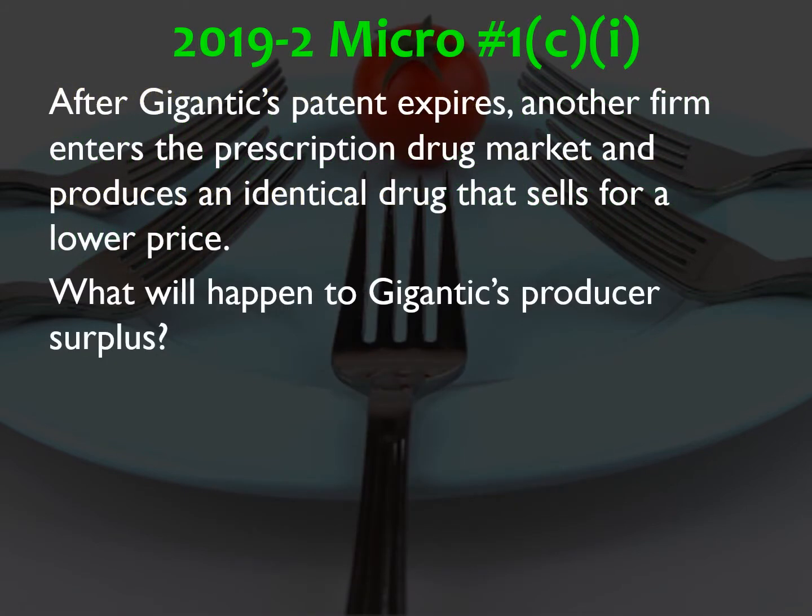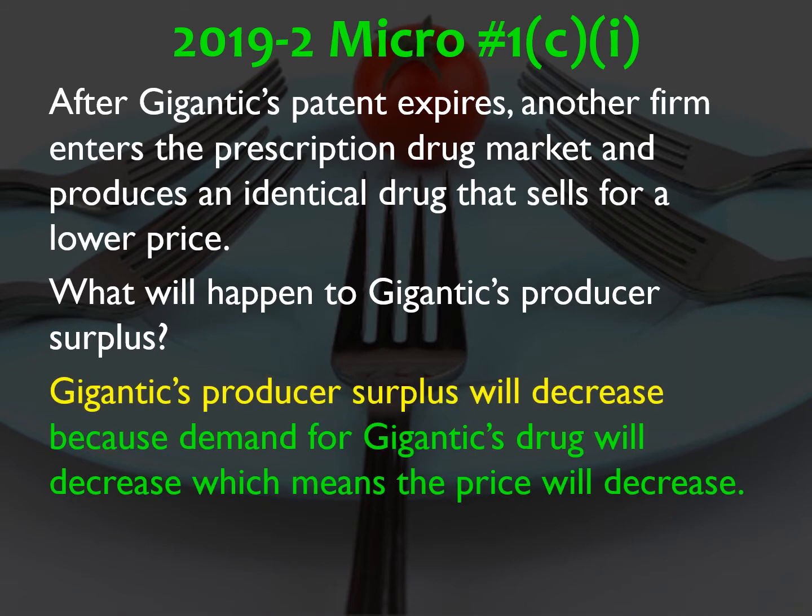C1, after Gigantic's patent expires, another firm enters the prescription drug market and produces an identical drug that sells for a lower price. What will happen to Gigantic's producer surplus? And the answer is Gigantic's producer surplus will decrease because the demand for Gigantic's drug will decrease, which means the price will decrease. So if you imagine the firm's demand curve, Gigantic's demand curve will decrease because now there's a competitor. Since demand decreases, price of the good will decrease for Gigantic, which leads to a lower producer surplus. Remember, producer surplus is the area below the price above the supply curve.